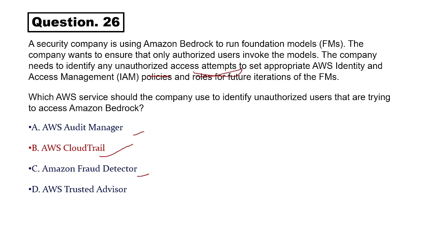So you may already be aware that every API call or user activity across AWS services, including Amazon Bedrock, is recorded in AWS CloudTrail. So you can verify and check who is trying to access the AWS resources. So this will help you. However, to fix that, you have to use IAM policies. But to identify, AWS CloudTrail will be the correct answer.